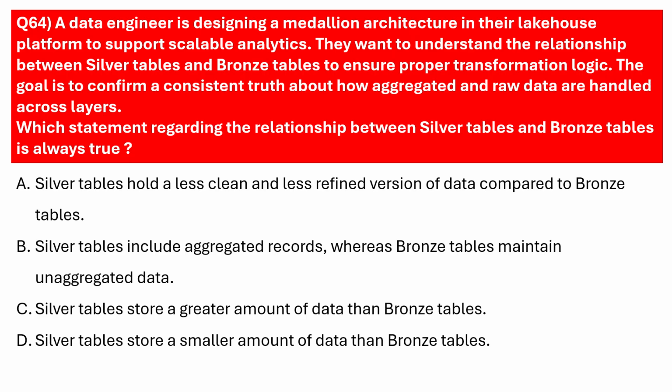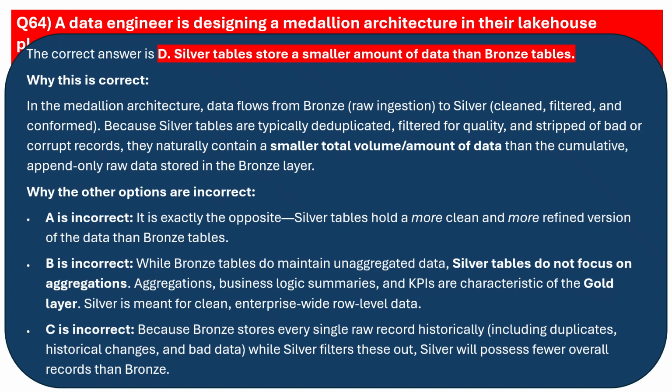A. Silver tables hold a less clean and less refined version of data compared to bronze tables. B. Silver tables include aggregated records, whereas bronze tables maintain unaggregated data. C. Silver tables store a greater amount of data than bronze tables. D. Silver tables store a smaller amount of data than bronze tables. The correct answer is D. Silver tables store a smaller amount of data than bronze tables.